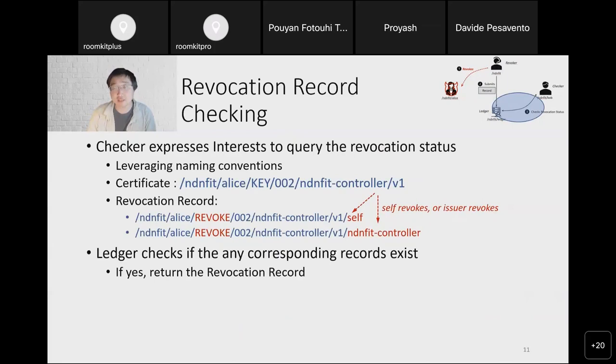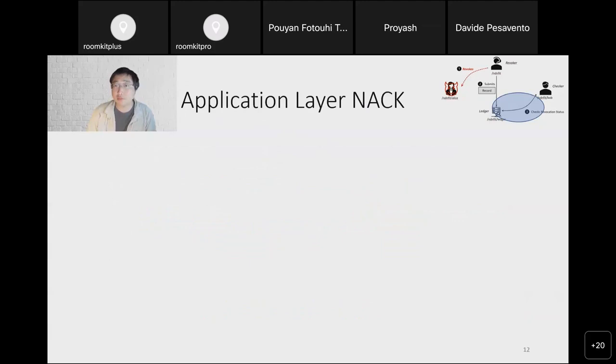But what if that record does not exist? Then in this case, what should the ledger do? How can we convey this information of non-existence? Our solution is using application layer NAC. An application layer NAC is a data packet.